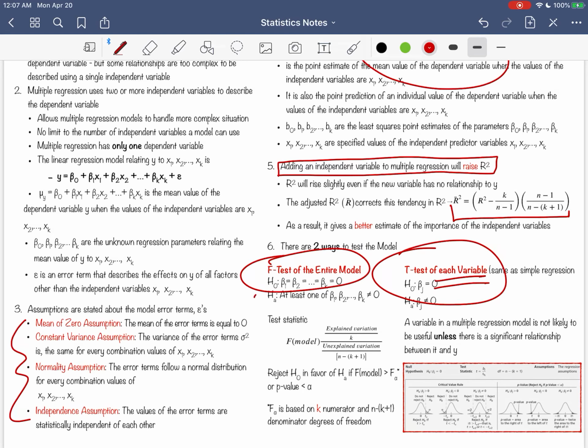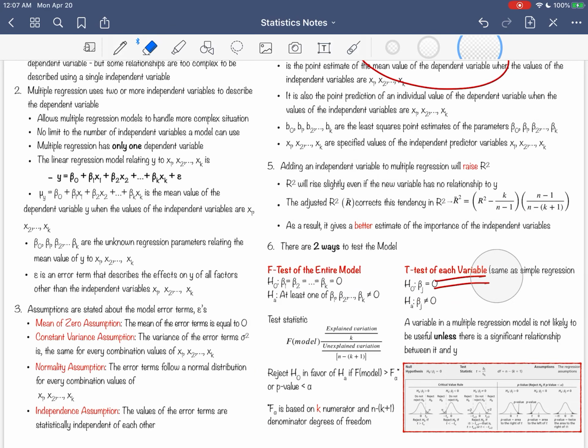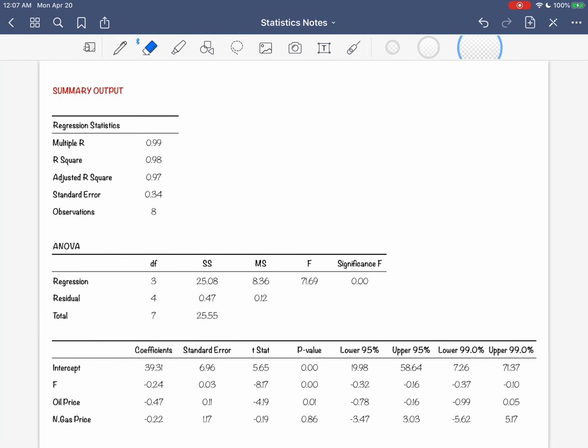So here I have the formulas for each test. I know we didn't go over the F-test extensively in chapter 13, so I'm going to do it now, and that will apply for chapter 13 as well. The reason was I didn't want the videos for chapter 13 to be extremely long. And so let's flip over to the printout.